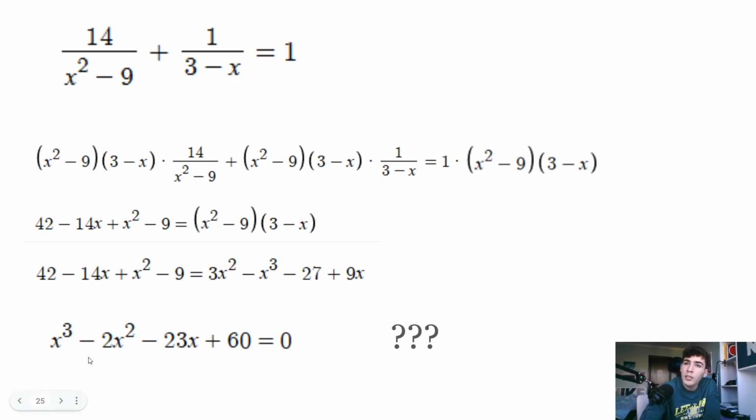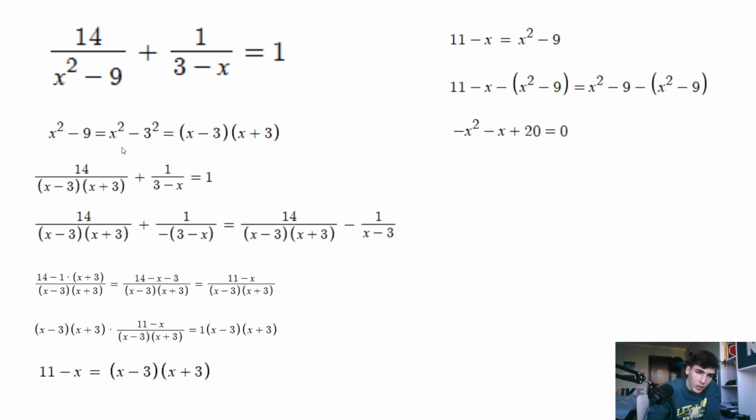So how is it done correctly, you might ask? This denominator over here, x squared minus 9, is equal to x squared minus 3 squared. And we can just expand this because these are the difference of squares, and it's gonna leave us with x minus 3 times x plus 3. And now we can just plug that in the denominator of this, and it's gonna leave us with 14 divided by x minus 3 times x plus 3. And this stays the same.